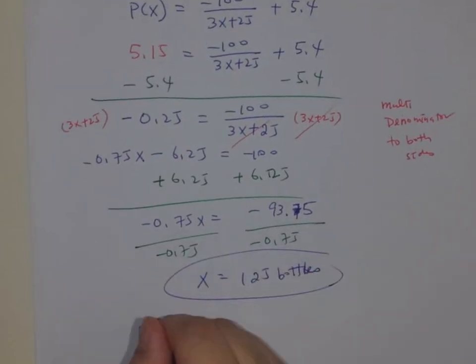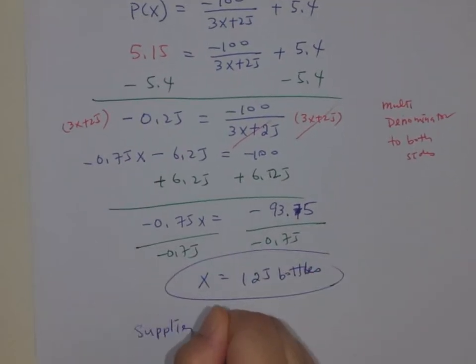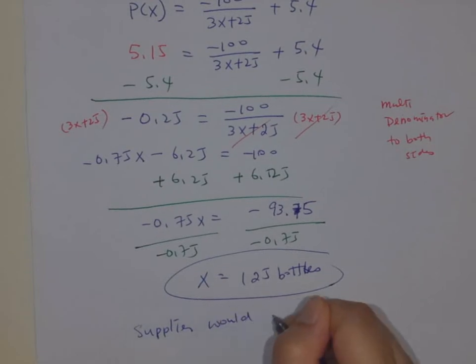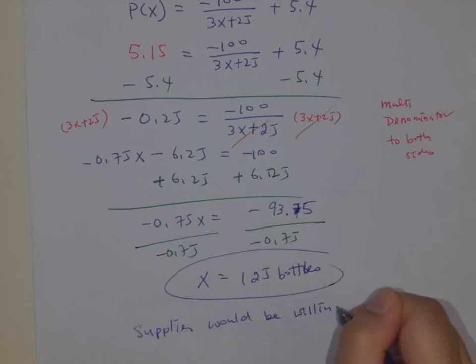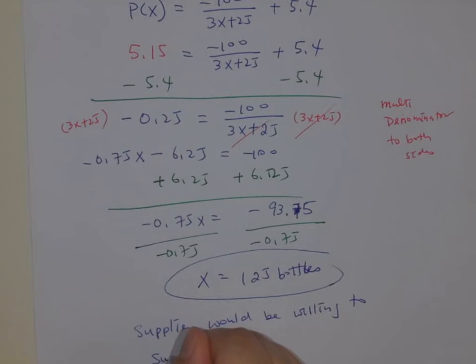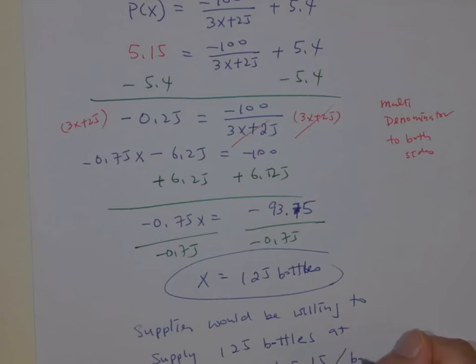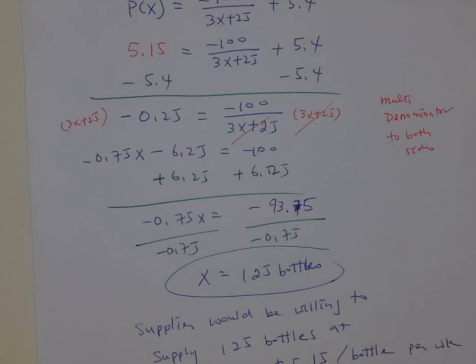So this means the supplier would be willing to supply 125 bottles at the price of $5.15 per bottle. This is per week. Okay, so that's number 78.